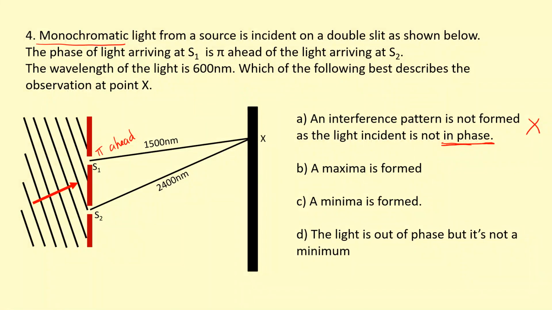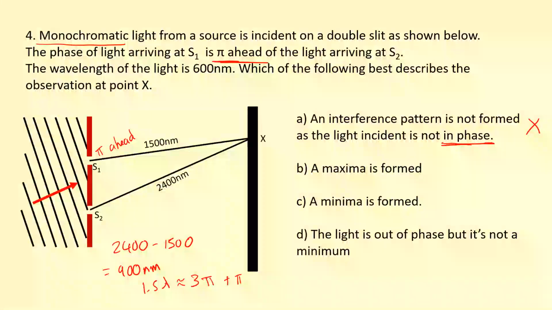Okay, a maximum is formed, or a minimum is formed. To do that, we need to check the path difference. Okay, so let's figure out the path difference. So that gives me 900 nanometers. Okay, how much is that out of the whole wavelength? The wavelength is 600, so that's basically 1.5 wavelengths, which corresponds to 3 pi. But keep in mind, there's already a phase difference of pi, so we need to add that on, the extra phase difference that it's arriving with.